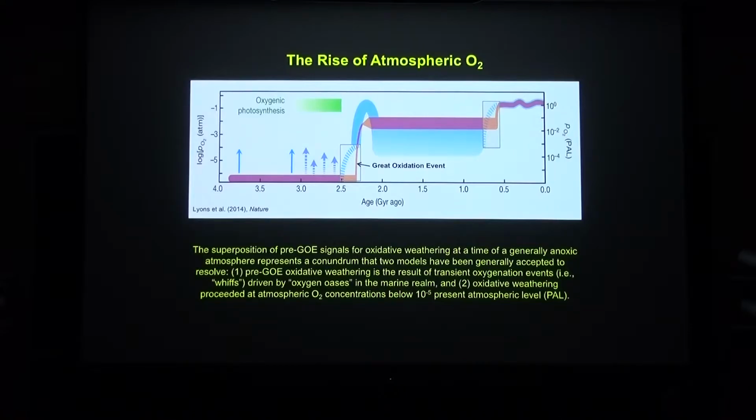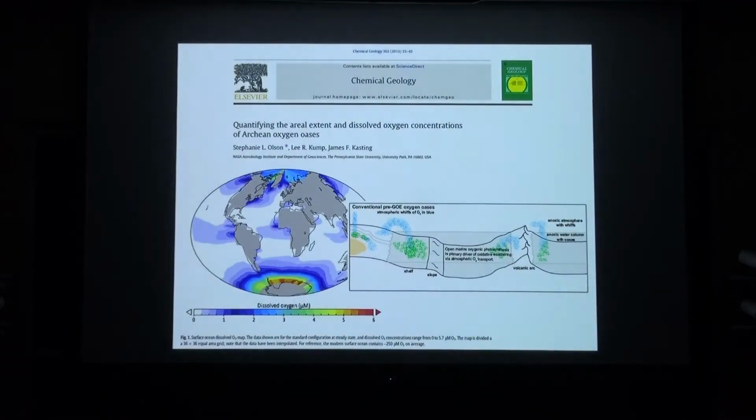Now, what people like to point to when you talk about whiffs is there was this study done by Stephanie Olson, who's now doing a PhD with Tim at Riverside, where they modeled, using the GENIE model, how much O2 you could have had in an Archean ocean based on, yes, modern continental configuration, but on an atmosphere with no O2, with high methane, basically high ferrous iron, and cyanobacterial activity at a tenth of what it is today. They ran a model for 40,000 years, and what it basically showed is that you could get areas of the Earth's ocean, sorry, where you could accumulate O2.